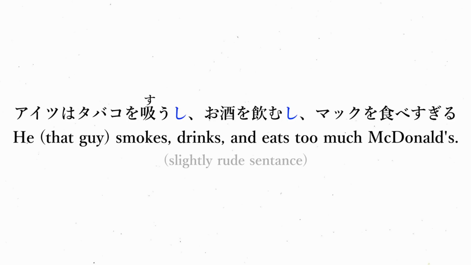あいつはタバコを吸うし、お酒を飲むし、マックを食べすぎる. He smokes, drinks, and eats too much McDonald's. You don't have to use shi when making a list of verbs, but adding shi adds emphasis on multiple qualities of a person. That would basically be like saying he smokes and drinks and he eats too much McDonald's. You're emphasizing how unhealthy this person is.